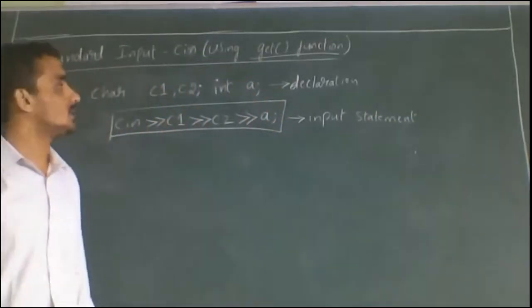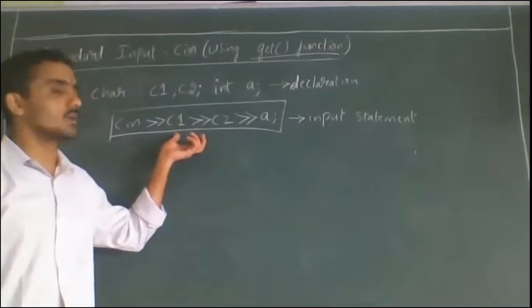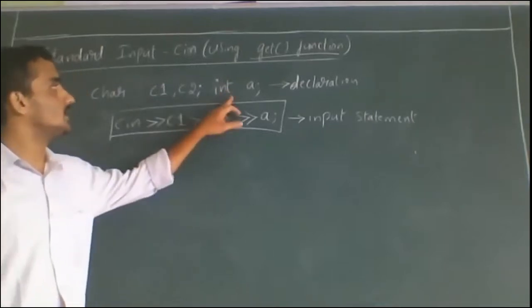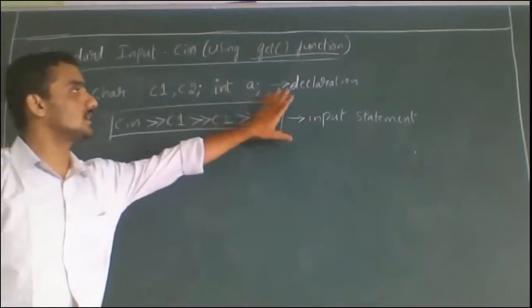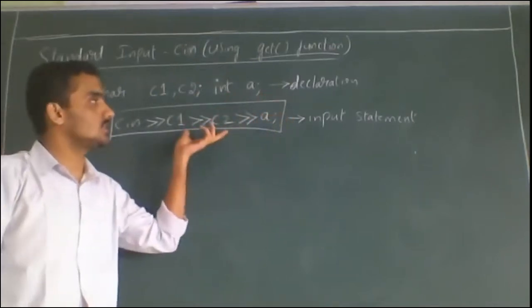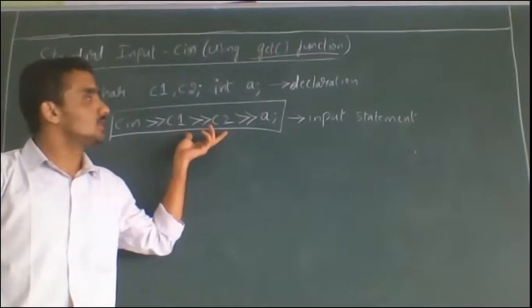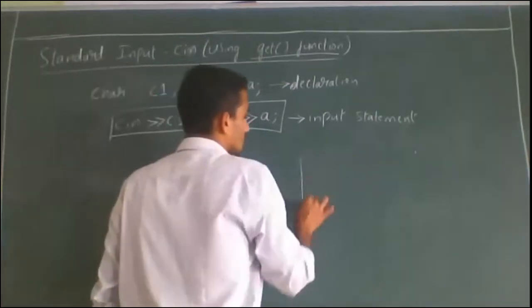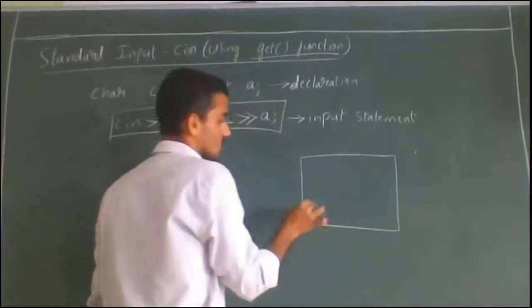So, declaration statement and input statement. For every statement, we will have some name, some term. This particular statement is called a declaration statement, and this is called an input statement. Fine. So now let us consider after executing this sequence of statements.